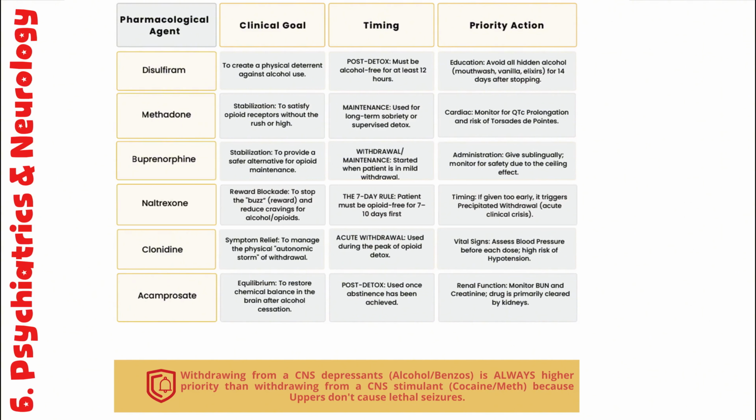For alcohol use disorder, disulfiram acts as a physical deterrent. It chemically blocks alcohol metabolism. So, if the patient drinks even a sip, they become violently ill with throbbing headaches and vomiting. The strict rule here: the patient must be completely alcohol-free for at least 12 hours before starting the first dose and must avoid all hidden alcohol, like mouthwash or vanilla extract, for 14 days after stopping.